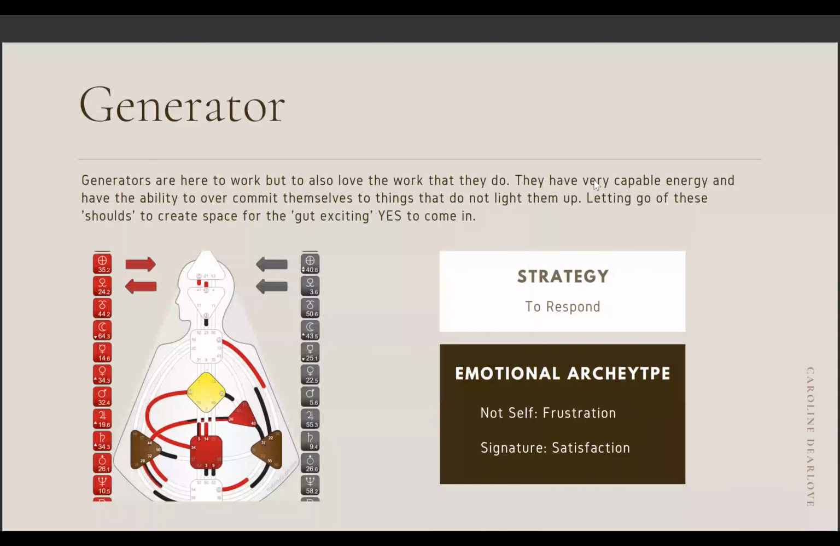The generator. We know that the generator is a sacral center. So if you look at the picture on the left-hand side, the body graph, there's a red square, and that red square is obviously colored in red, and that is the sacral center. That is giving the generator that sustainable energy from the sacral center.